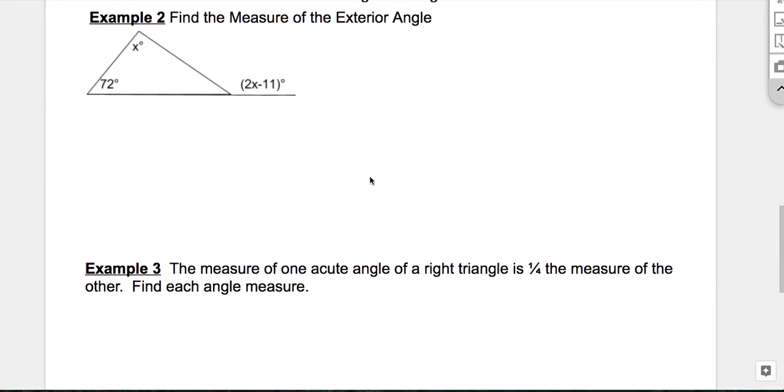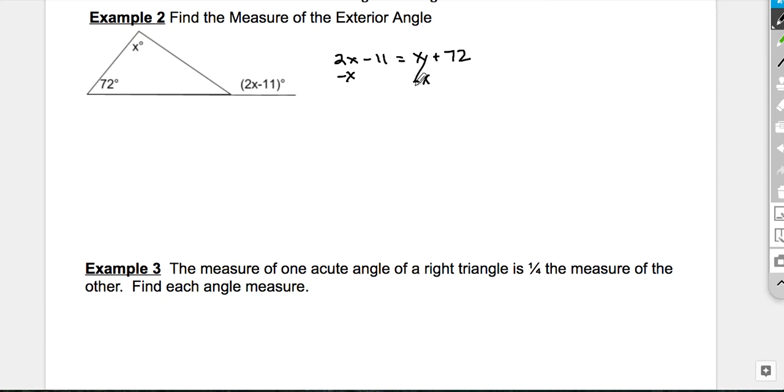So first we have find the measure of the exterior angle. So the exterior angle here is going to be equal to the sum of these two interior angles. So I'm going to say 2x minus 11. And then for the sum of the two interior angles, it's x plus 72. So to go about solving this, I'll subtract x from both sides to move it. And then I have x minus 11 is 72. To get rid of that minus 11, I'm going to add 11 to get the x by itself. And here we have that x equals 83.